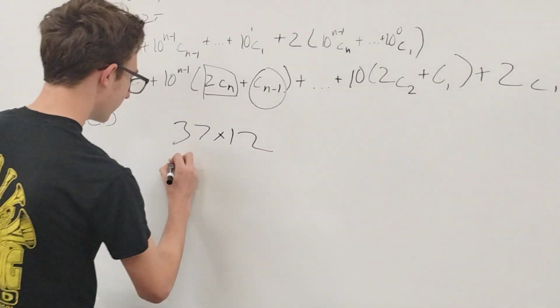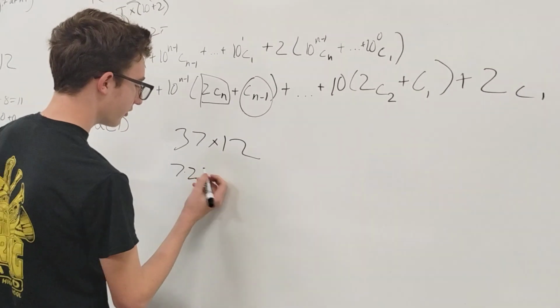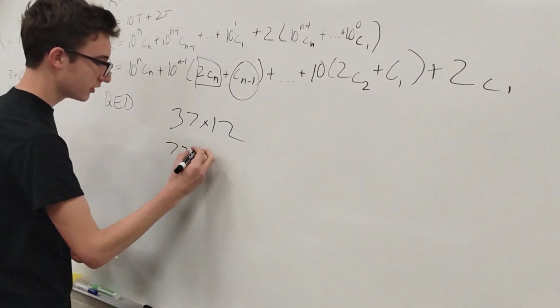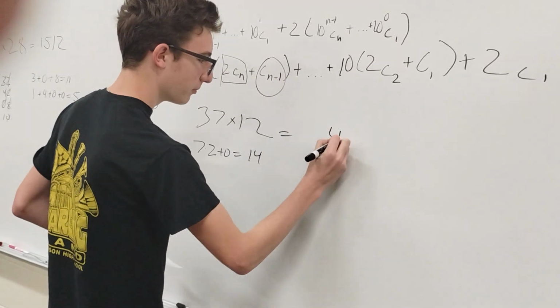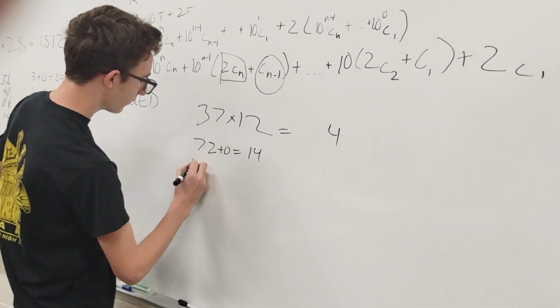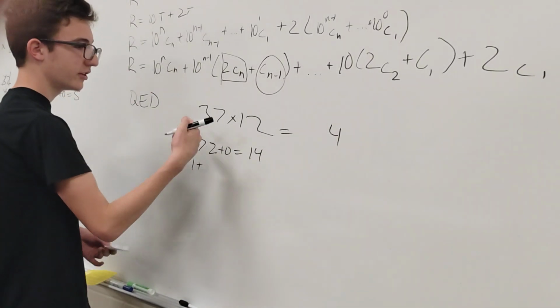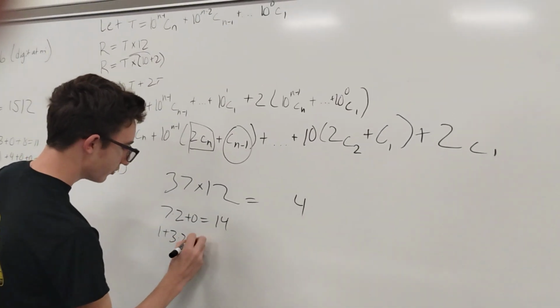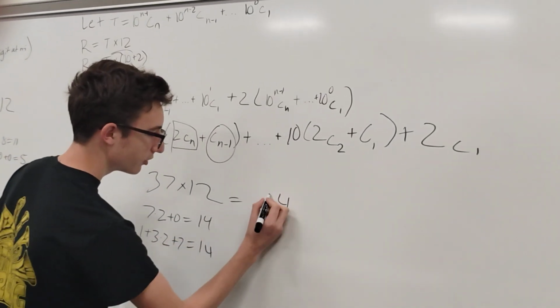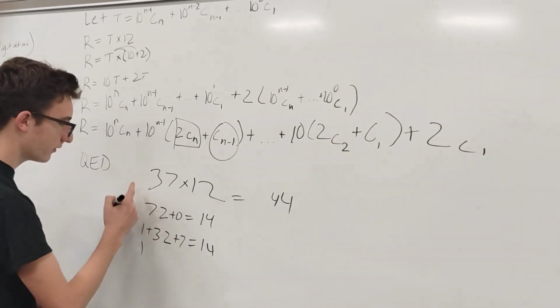So you'll take the 7, you'll double the 7, and you'll add the neighbor, which there isn't one, because the neighbor's to the right, and you'll get 14. So you'll put your 4 here, and you'll carry your 1 over here to add to the next one, and you'll double your 3, and then you'll add your neighbor, which is 7, and you'll get 14 again. You'll put your 4 here, and you'll put your 1 over here.